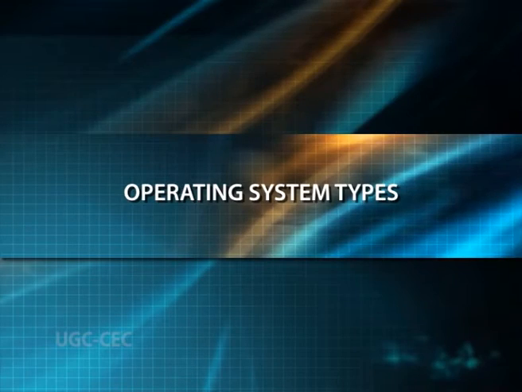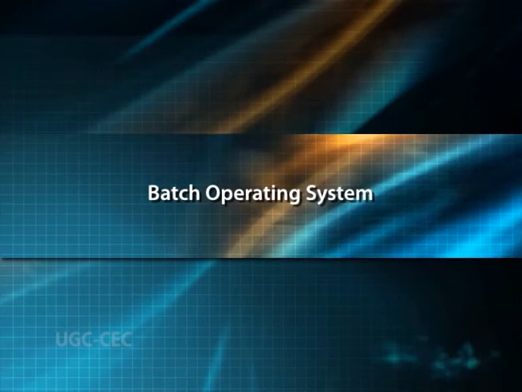Operating system types. Following are a few of the important types of operating systems which are most commonly used. Batch operating system. The users of a batch operating system do not interact with the computer directly. Each user prepares his job on an offline device like punch cards and submits it to the computer operator. To speed up processing, jobs with similar needs are batched together and run as a group.